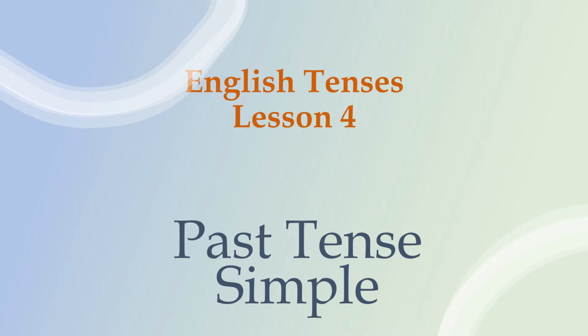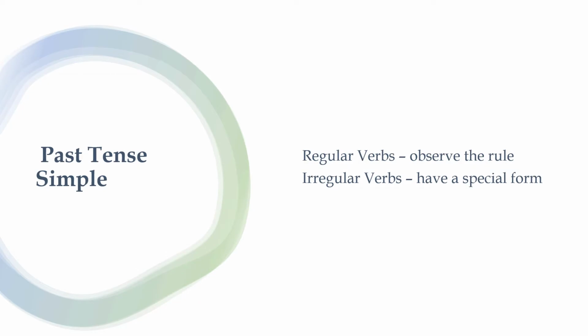This is lesson 4 in our series on the English tenses, and today we are talking about past tense simple. With past tense simple, there are two groups of verbs. Regular verbs, which observe the rule of past tense formation, and irregular verbs, which don't follow this rule because they have a special form for past tense simple.